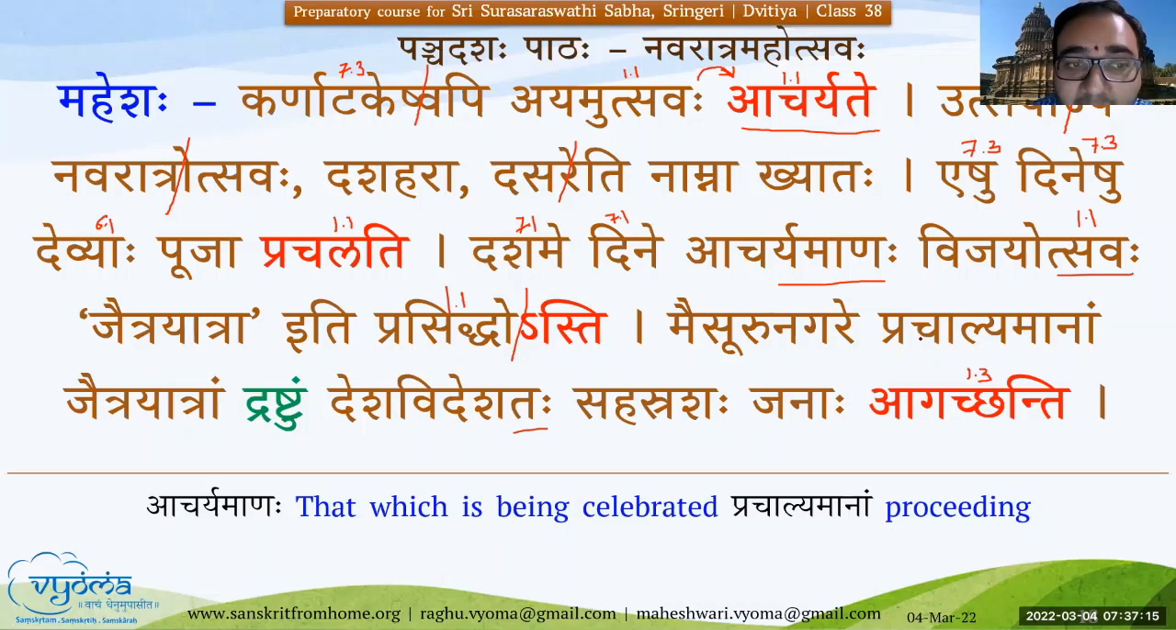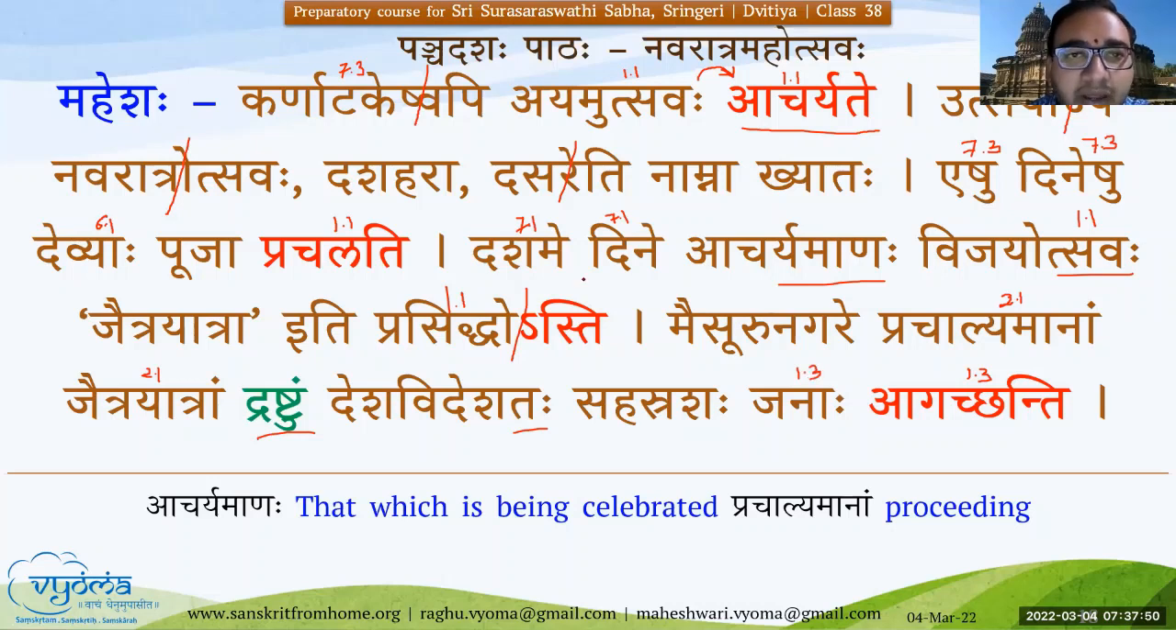So prachalyamanam jaitra yatram. Prachalyamana is an akaranta strilinga shabda, and it is an adjective to jaitra yatra. So both of these are in which vibhakti? Dvitiya vibhakti, dvitiya ekavachanam. Very good. Drashtum, tumunantavyayam. Very good. Sahasrashaha janaha agachanti. Again, sahasrashaha, so they come in thousands. Thousands of people come. That is the meaning here. This is Pratama Bhakti Bahuvachanam.